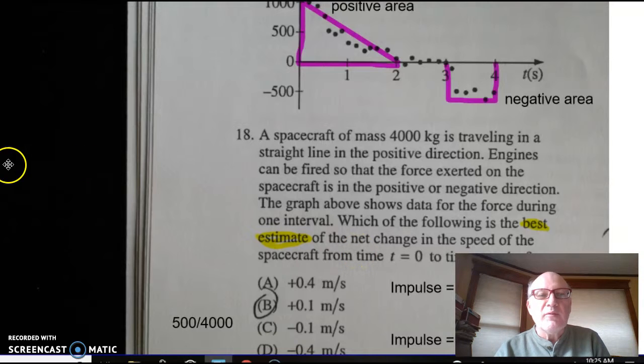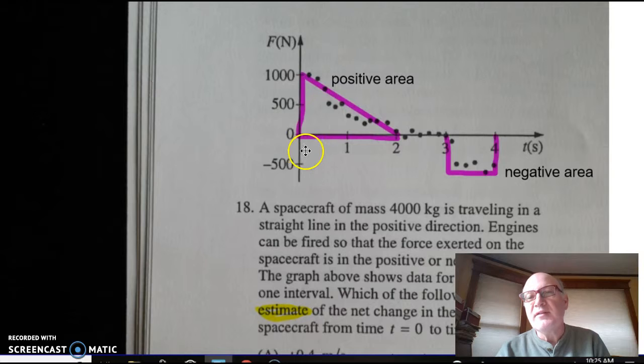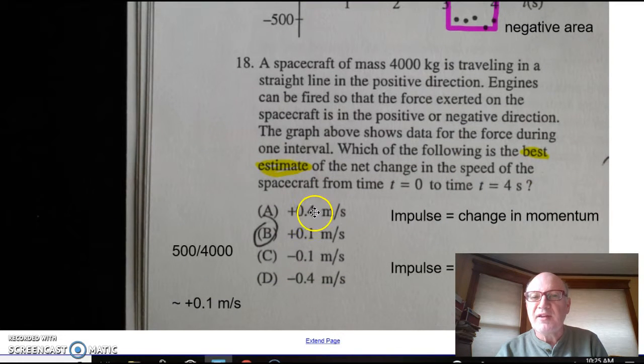So first of all, we have to recognize that the data here is a little bit spotty and not perfect. That's why they're saying best estimate. It's also a clue to you to be kind of casual in terms of your computation and not to be too hung up on exact numbers. Whenever you're asked for a best estimate, you can trust that the answers will be distinct enough. And here you see plus and minus 0.1, plus and minus 0.4 are the responses.